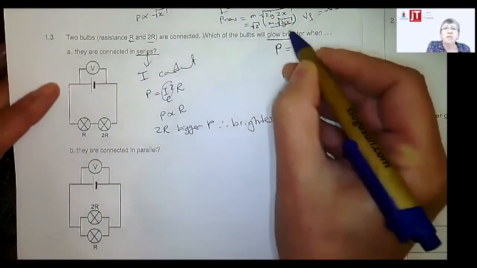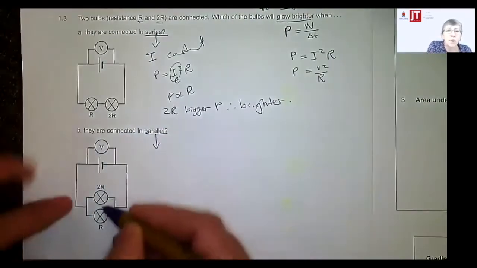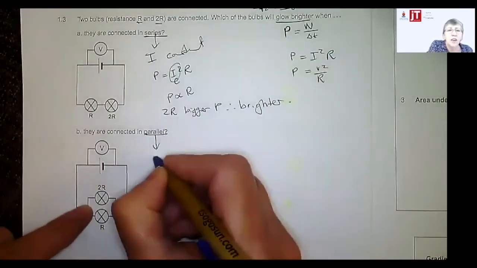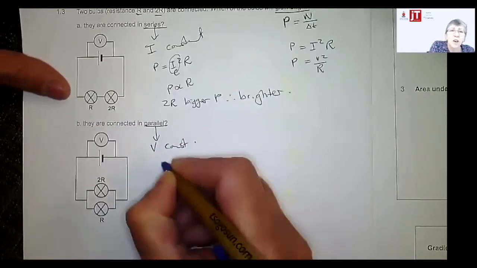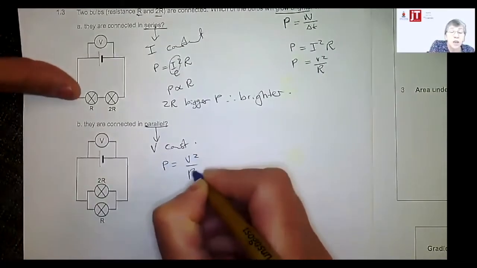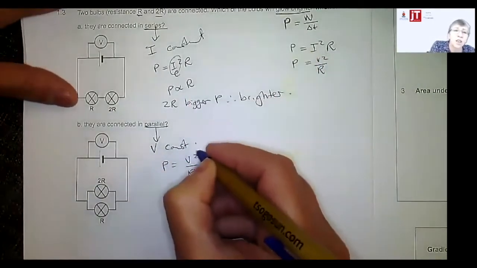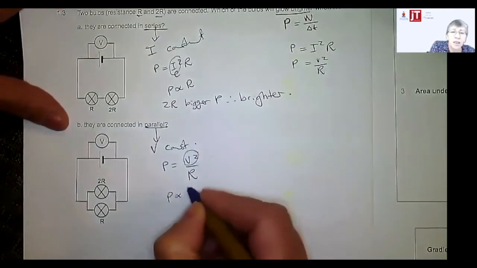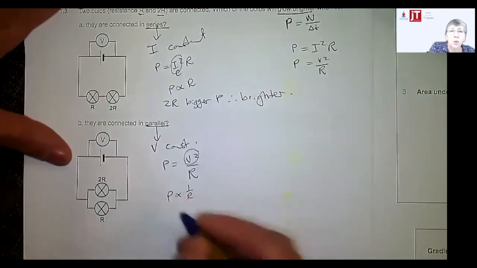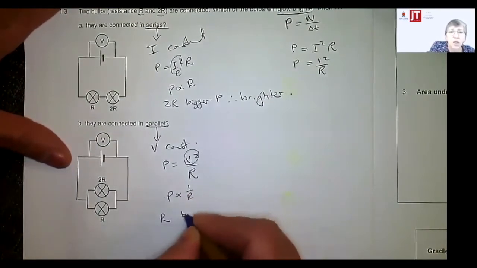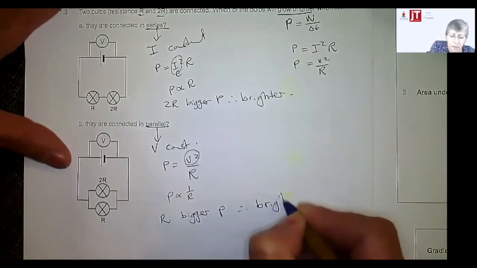But if they ask me which bulb will glow brighter when they are in parallel, what do you know about parallel? What is the same for these two? The voltage, right? The potential difference is now the constant. So now I am working with P equals V squared over R, because everything that I don't want to consider must be constant. So if that is constant, then it means P is inversely proportional to R. So the smaller R will be the one with the bigger power. So now R has got the bigger power, and therefore it will be brighter.